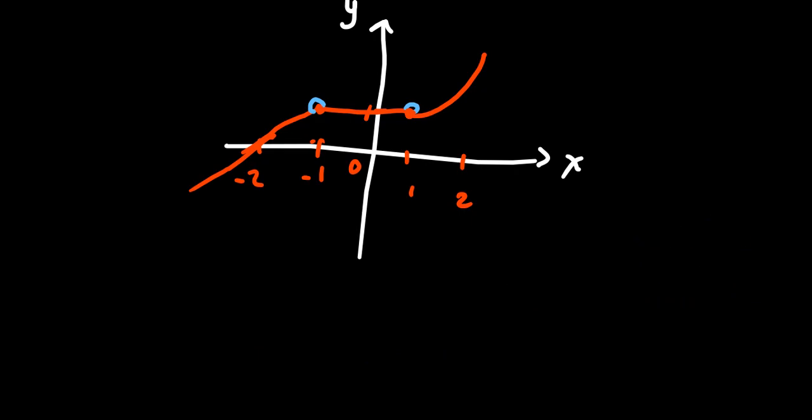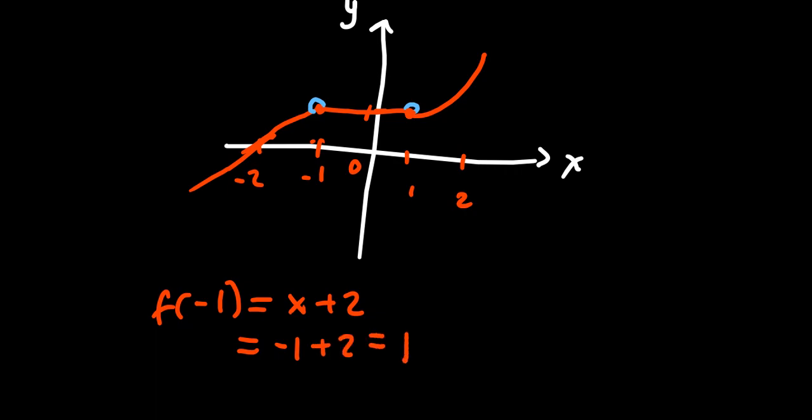To find f of -1, I look at the part which defines -1. So -1 is defined by this part, going this way, and as we sketched, it is defined by the linear equation x plus 2. Where there's x, we just replace it with -1, then plus 2, and this is going to give us 1. So we found that first one.